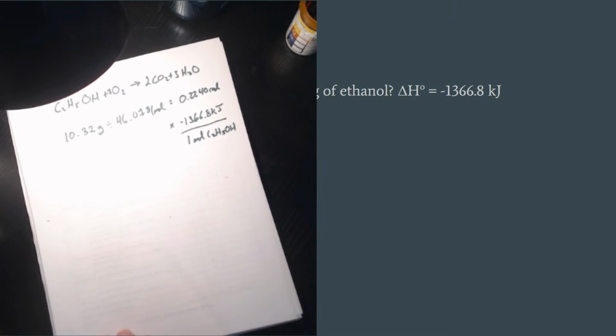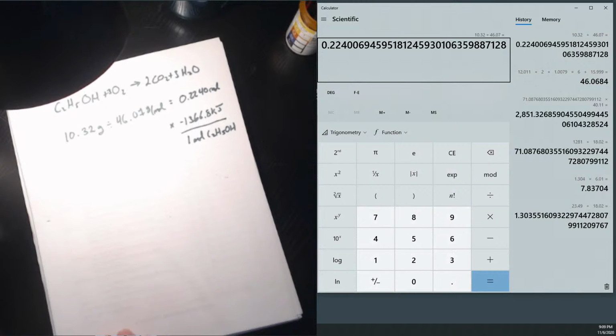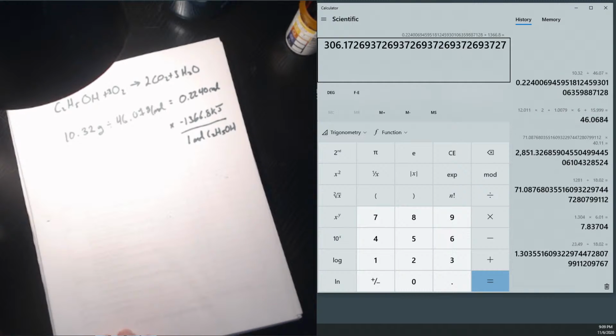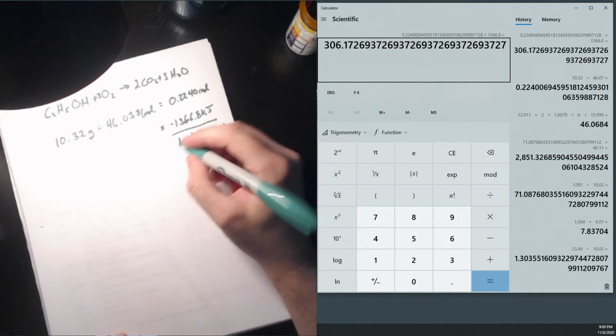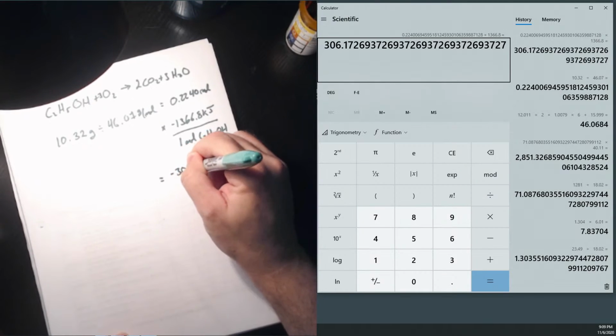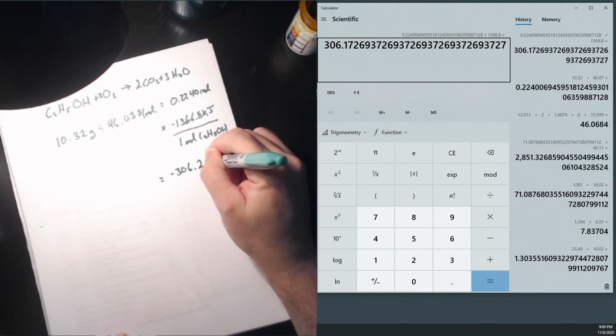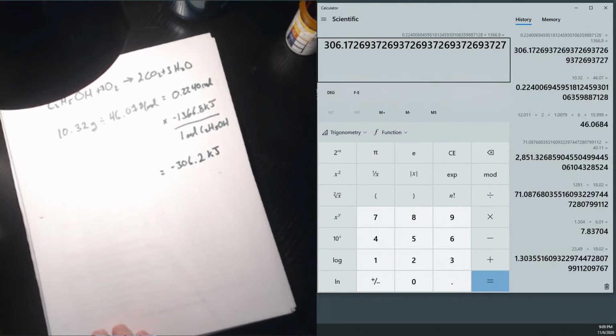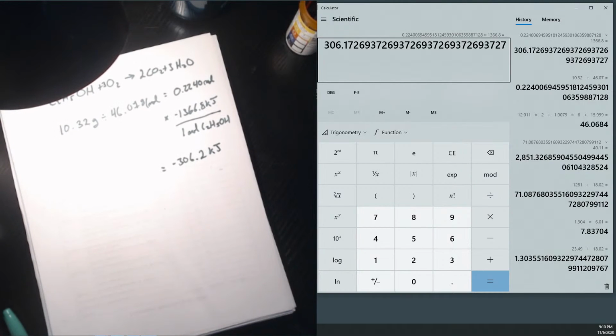So, bring up Mr. Calculator. Now we're going to multiply by 1366.8, which means that this reaction will produce negative 306.2 kilojoules of energy. Okay. So that is the heat evolved by burning 10.32 grams of ethanol.